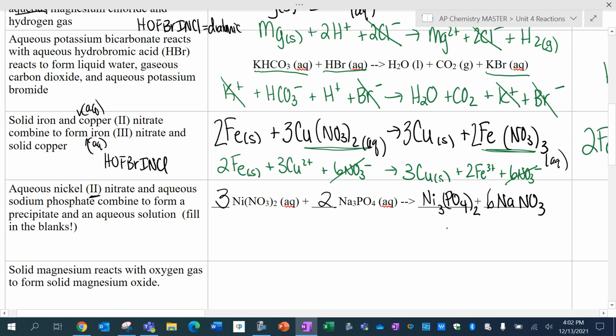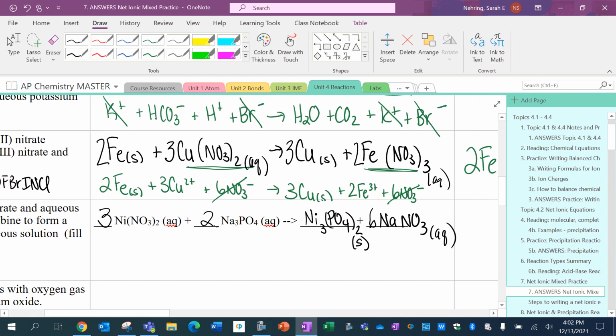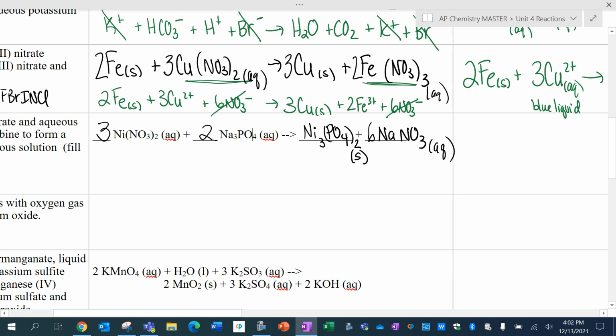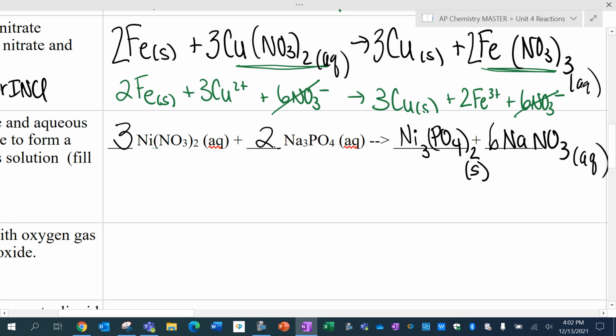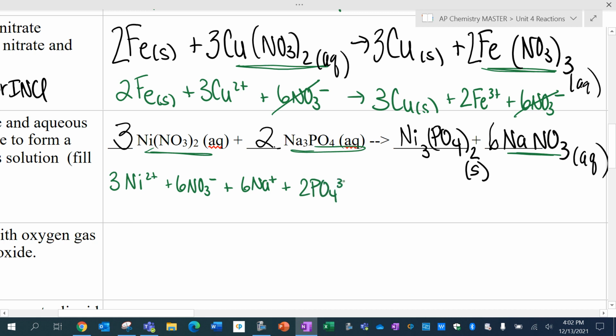All right, so now let's look at your states of matter. So any nitrate compounds are always aqueous. So it looks like this must be our precipitate. That's our solid. And then when we ionize things here, go back to my color coding here. I'm going to ionize any aqueous ionic compounds. So these 3 are going to ionize. My solid will not ionize. So that means I'm going to have 3 nickel plus 2 ions, 6 nitrate ions, 6 sodium ions. 2 times 3, got 6 ions there. And then 2 phosphate ions over here.